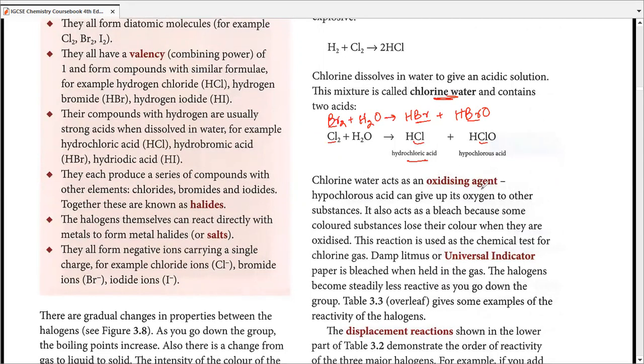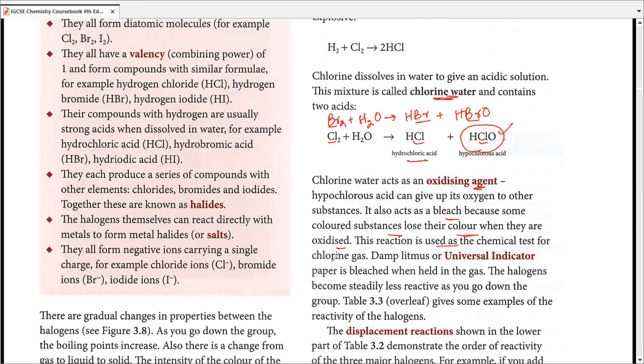Chlorine water acts as an oxidizing agent. This specific acid is an oxidizing agent. It has an extra oxygen that it can give away. Now, it also acts as a bleach because colored substances lose their color when they are oxidized. So, it can react with colored substances and actually convert them into colorless. We call this a bleaching action.